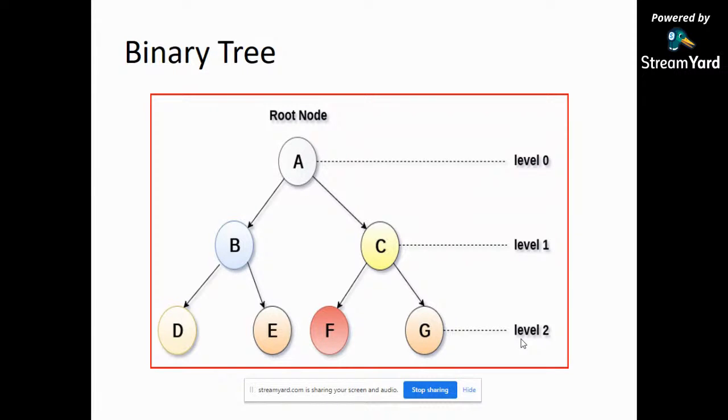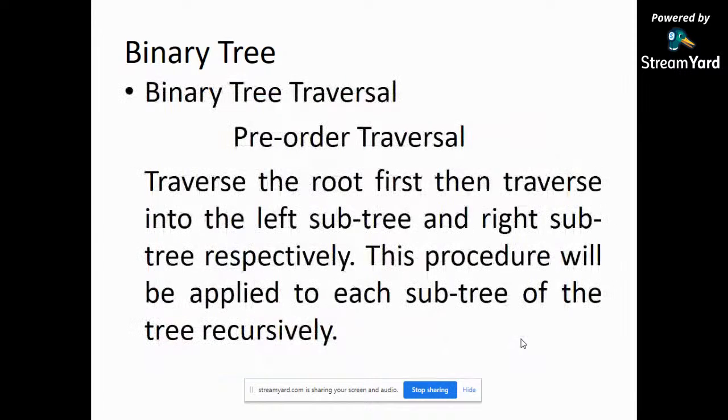Then we'll consider the right subtree. Again in right subtree, left node, right node, and root node. So it is F, G, C. And finally the root node. So the sequence will become D, E, B, F, G, C, and then A. So this is the post order traversal of the binary tree.